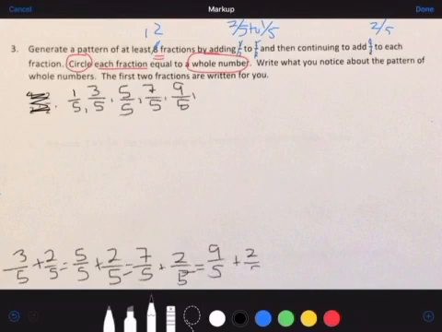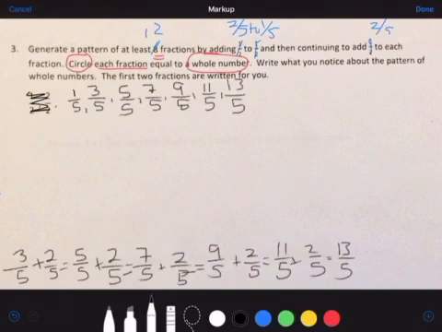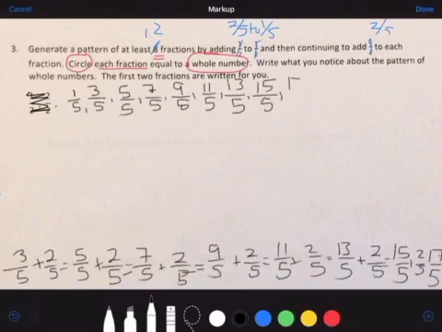Then we add 2/5 again, which gives us 11/5. We write 11/5 up in our pattern. Plus 2/5 again would equal 13/5. And so we add 13/5 to our pattern. Then we add 2/5 again, which equals 15/5. So then we put 15/5 up here. Then we add 2/5 again, and we get 17/5. So I put 17/5 in my pattern.